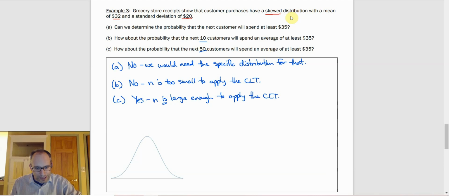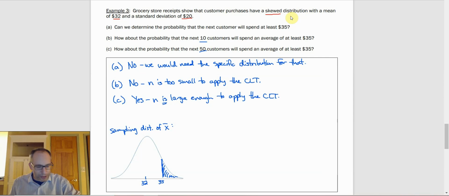So if we say that this down here is going to be the sampling distribution of x bar. Always, if you're going to draw the picture, it's going to be centered at mu, which looks like here that's 32. Then we wanted the probability they spend an average of at least $35. 35 is bigger than 32, right? So this part doesn't have to look perfect, but maybe there's the 35. And then we're trying to get that.